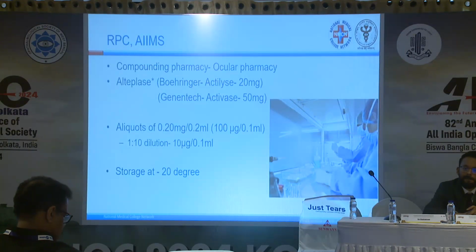Now, thereafter I shifted to RP Center, and now we are grateful enough to have a compounding pharmacy there, an ocular pharmacy, and the ocular pharmacy is compounding aliquots there. So Altiplase is being used, and of these two companies I have no financial interest, and aliquots are prepared in the dose of 0.2 milligram in 0.2 ml, that is 100 microgram in 0.1 ml, and then we dilute it further in the 1:10 ratio and achieve 10 microgram in 0.1 ml of solution for injection. Now these aliquots are stored at -20 degrees centigrade, and they are discarded at the end of 1 year.